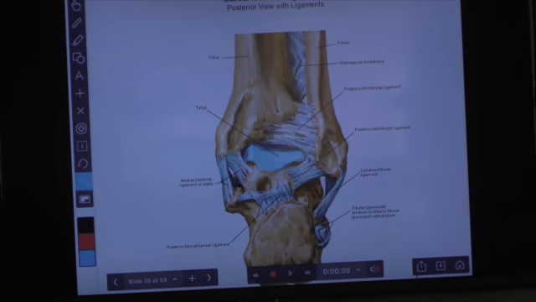But the main ligament, if you ask me the main ligament between the tibia and the fibula, it's actually the interosseous membrane. That's the one that holds them all the way from the top.